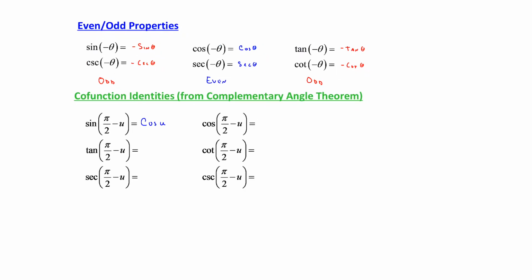Tangent of 90, or pi over 2 minus u, its cofunction for tangent is cotangent, so cotangent of u. And secant of pi over 2 minus u, its cofunction is cosecant. All right. And then we can go the other way. Cosine of pi over 2 minus u would be equivalent to sine of u. Cotangent would be equivalent to tangent of u. And cosecant of pi over 2 minus u would be equivalent to secant of angle u. And once again, we have talked about all these identities and properties, so if they're not making sense as to where they came from, you can always go back and watch those previous videos.